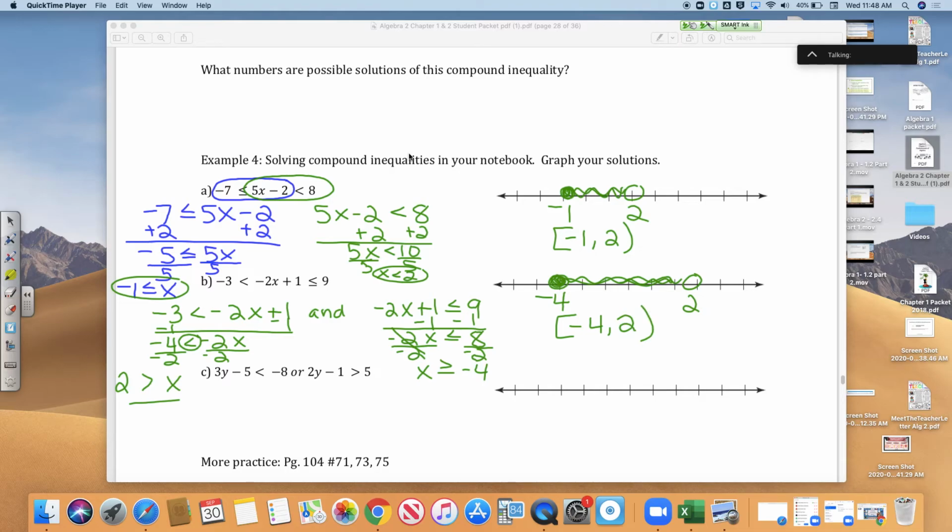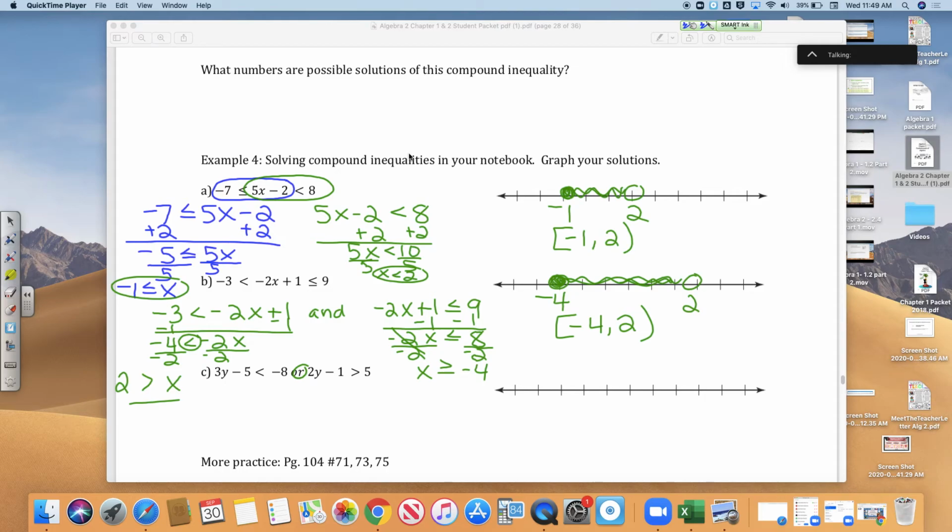Now, letter C is different. It's not going to be an AND compound inequality because in letter C, I can actually see the word OR. When you see the word OR, you know your answers are going to be going towards the positive and negative infinity. But when you have a sandwich problem, you know it's going to be an AND compound inequality. So for OR compound inequalities, all you're basically doing is solving both of the inequalities separately.